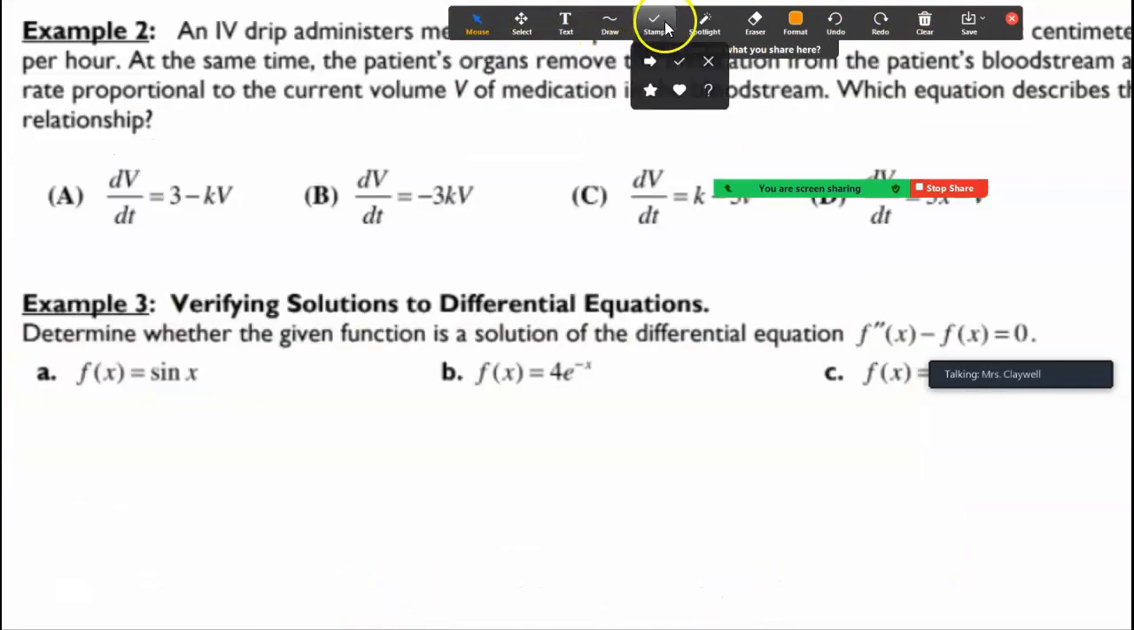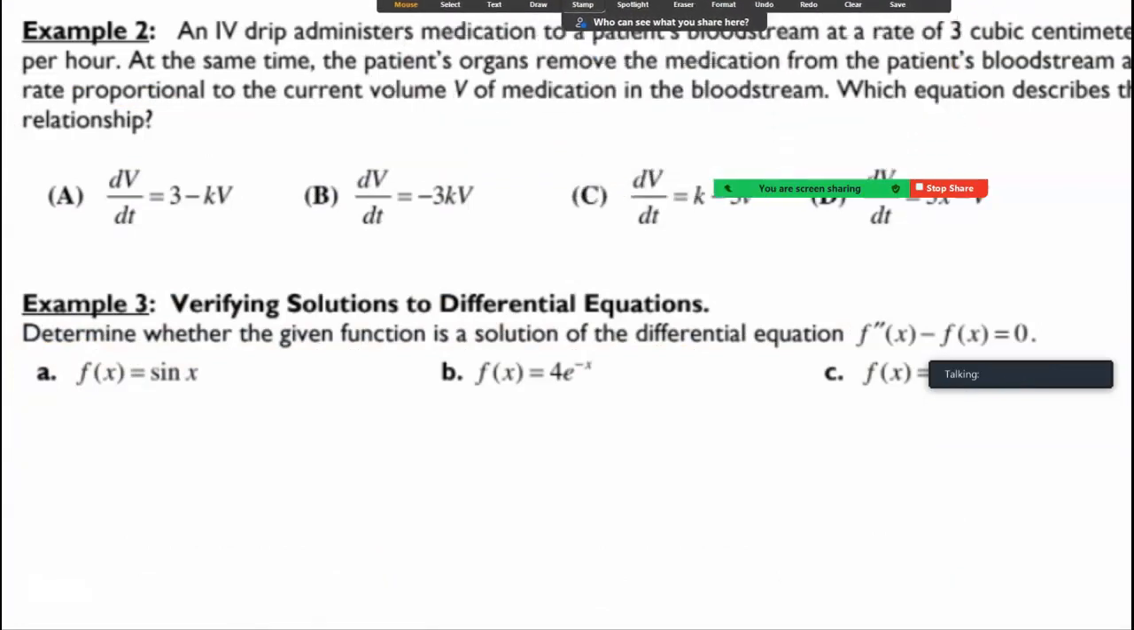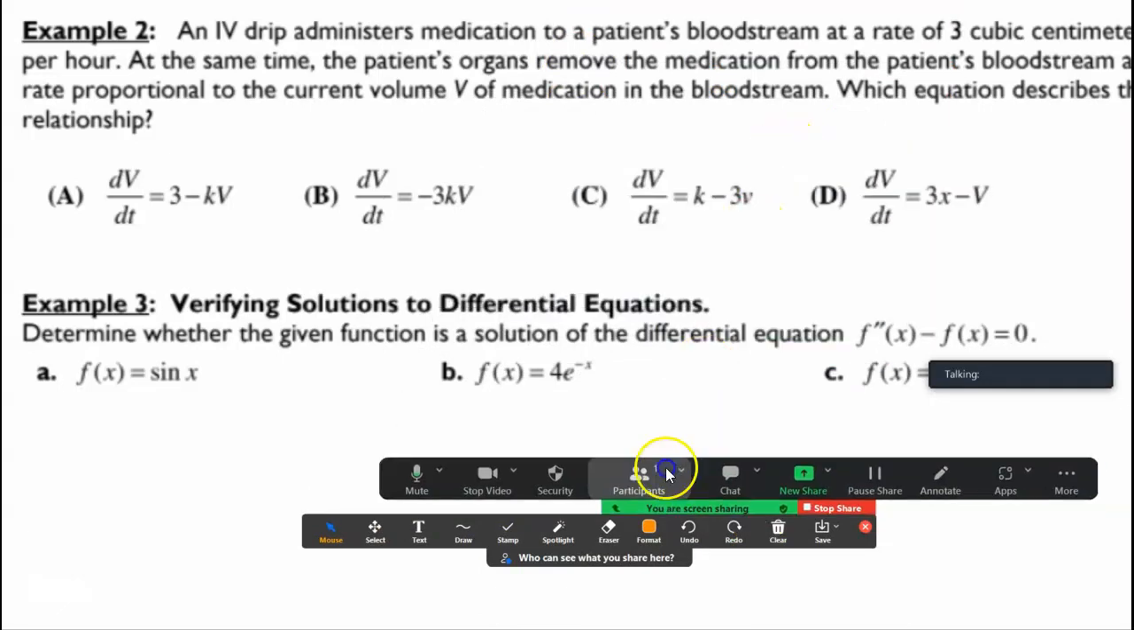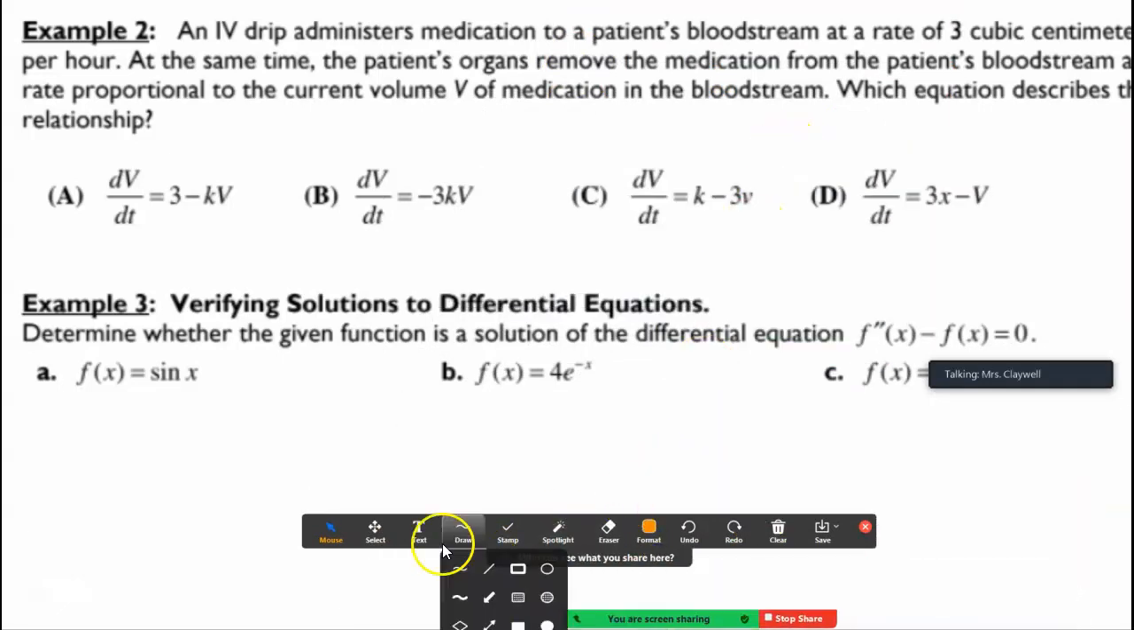Jumping on to 2, it says an IV administers medication into the bloodstream at 3 cubic centimeters per second or per hour. At the same time, the organs remove medication at a rate proportional to the current volume of medication in the bloodstream. Which equation describes this relationship?